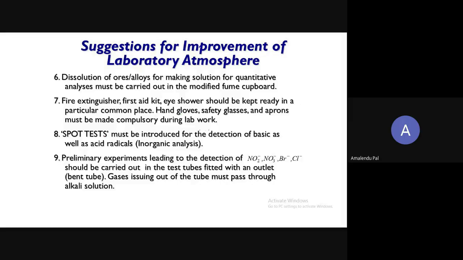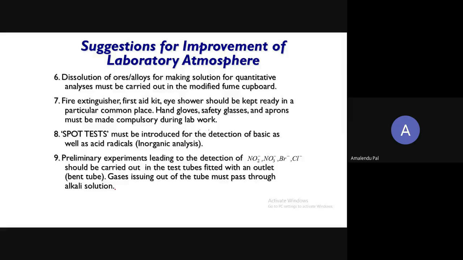Another thing, spot tests must be introduced for the detection of basic and acidic radicals, as I told you before. This is very, very significant. Another thing, preliminary experiments leading to the detection of nitrite, nitrate, bromide, chloride should be carried out in a test tube fitted with an outlet bent tube, and gases issuing out of the tube must pass through the alkali solution. We generally don't do this. I agree with you, but you have to set it up. If it is set up in the lab, then it is easy to do.